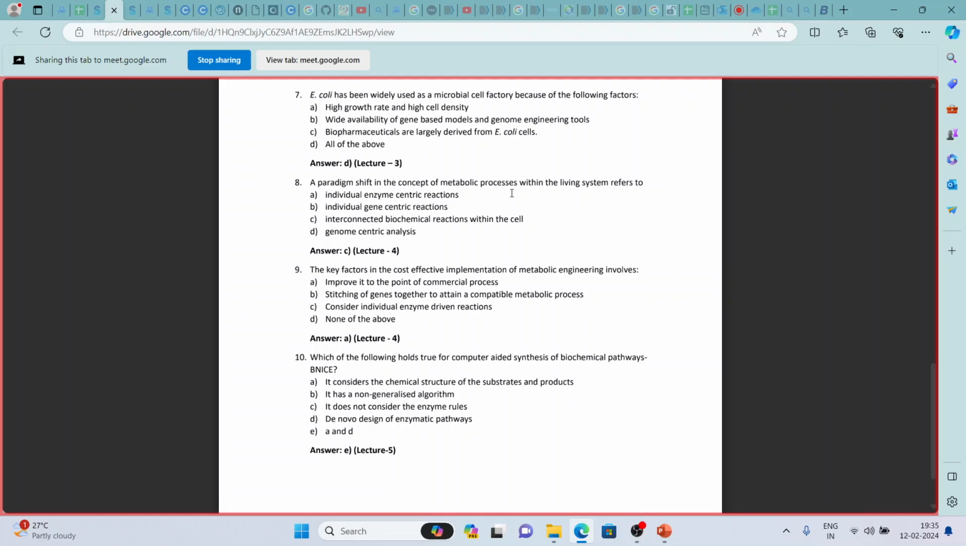Question 8. A paradigm shift in the concept of metabolic processes within the living system refers to option A, individual enzyme-centric reactions, individual gene-centric reactions, interconnected biochemical reactions within the cell, genome-centric analysis.